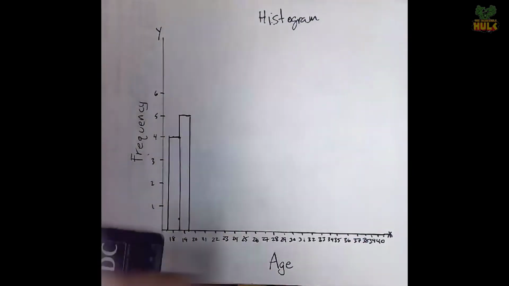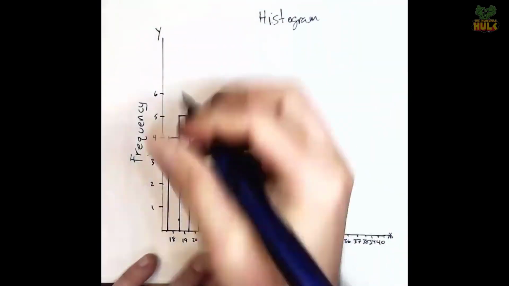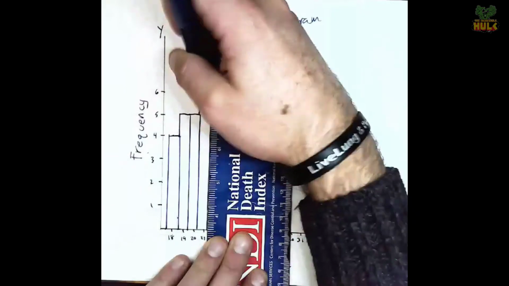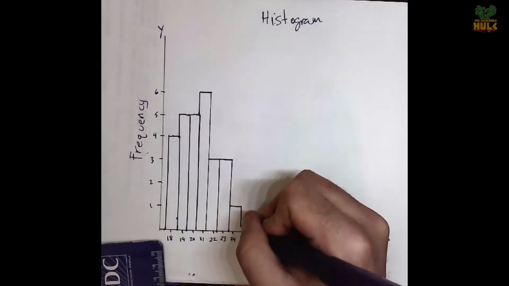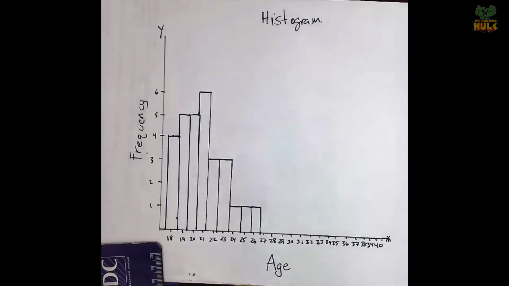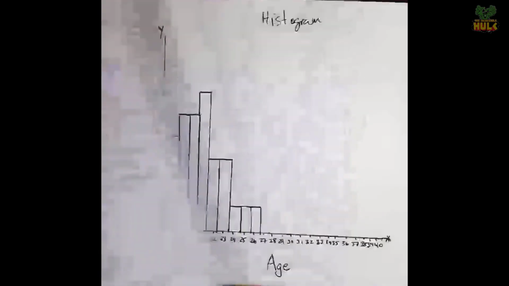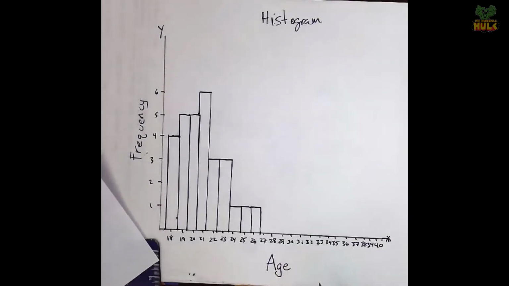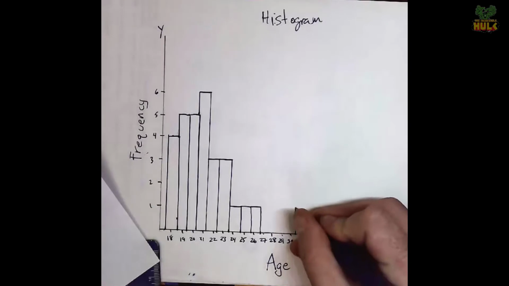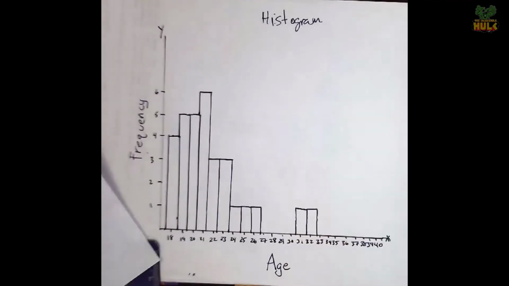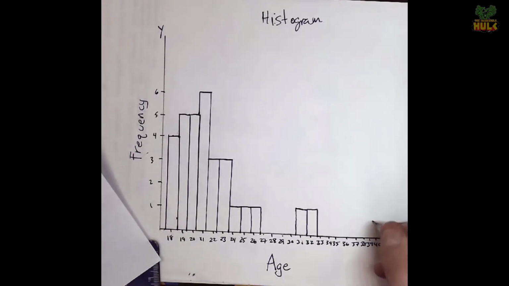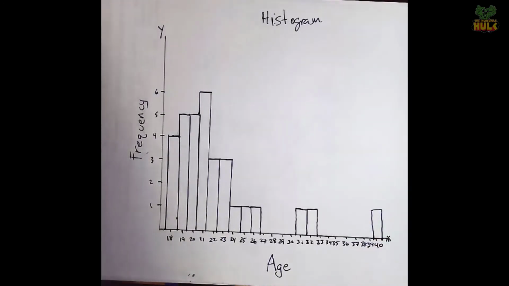All right, continue that process over, right? Okay, this is important here. There is nobody who is 27, 28, 29, or 30, right? 26, and then we jump to 31, which means there's no bars for 27, 28, 29, or 30. But there's one person who's 31, so we'll draw the bar for 31. There's one person who's 32, we draw the bar for 32. Finally, there's me, way out here at the end at 40, one person who is 40, and so you draw the bar for 40. And there you have your histogram.